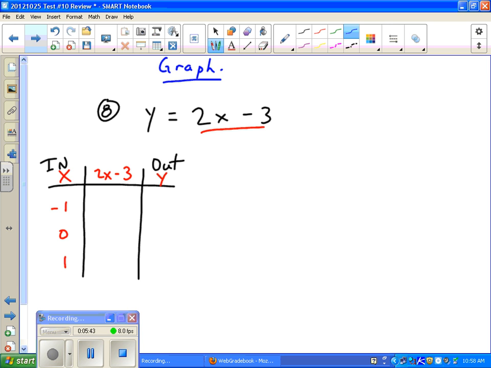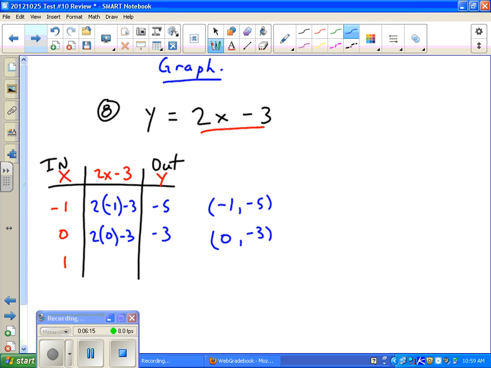2 times x, or we use the value -1 in place of x, so 2 times -1 minus 3 is your first expression. 2 times -1 is -2, minus 3 is -5. So your first ordered pair is -1, -5. The second one, when you plug in 2 times 0 in place of x, minus 3, anything times 0 is 0, minus 3 is -3. So you have your second ordered pair, 0, -3.